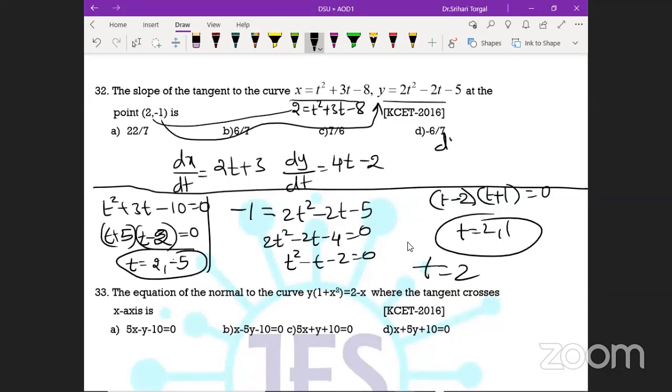And now we have to calculate dy by dx, because slope is dy by dx. What is dy? It is 4t minus 2. What is dx? It is 2t plus 3. If you replace t by 2 here, 4 2s are 8 minus 2 is 6. 2 2s are 4 plus 3 is 7. 6 by 7 is the answer. To get the value of t, you need to substitute this x and y value in the given question.